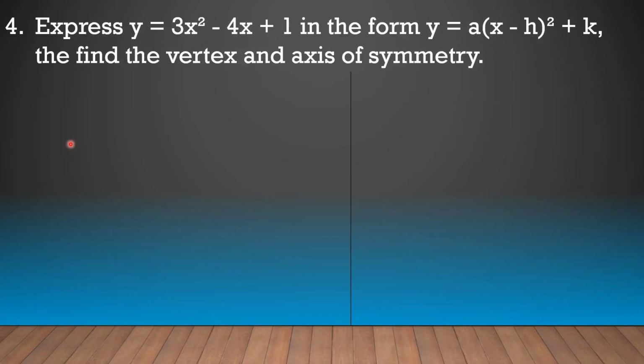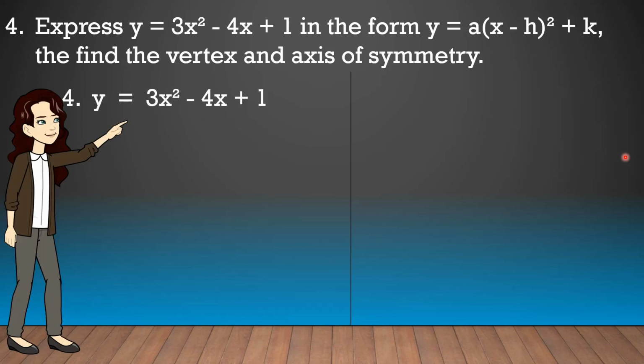Okay, our last example is express y is equal to 3x squared minus 4x plus 1 in the form of our vertex form, and then find the vertex and the axis of symmetry. First step, get the given. y is equal to 3x squared minus 4x plus 1. So what's the next step? Yes, let us group. So let us separate the constant. So we have the quantity of 3x squared minus 4x, then plus 1 at the right side.